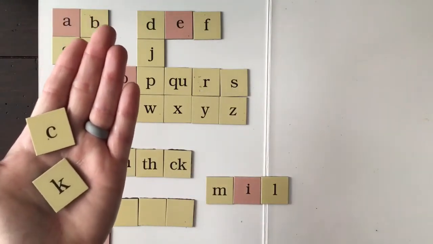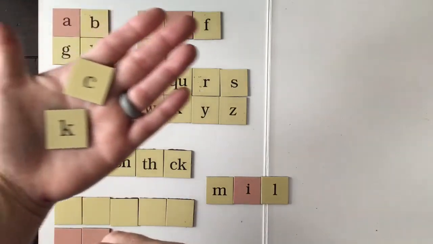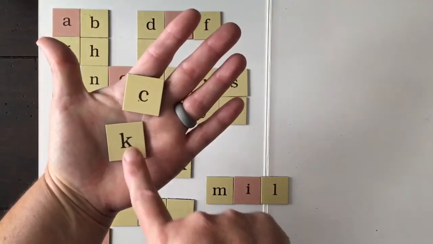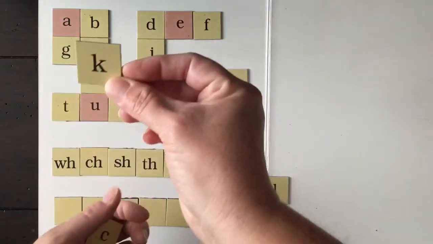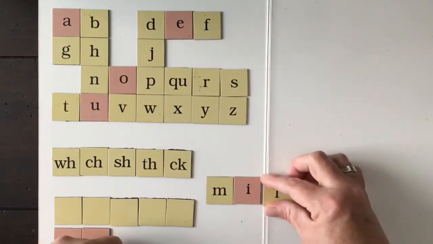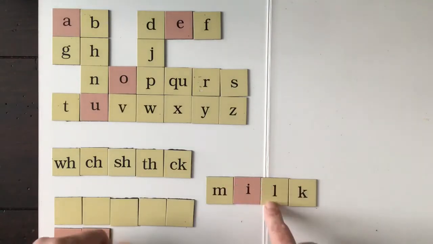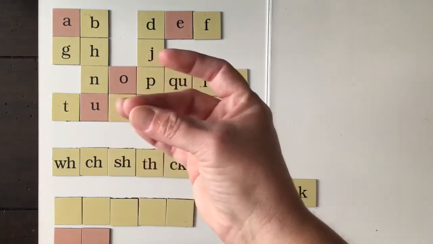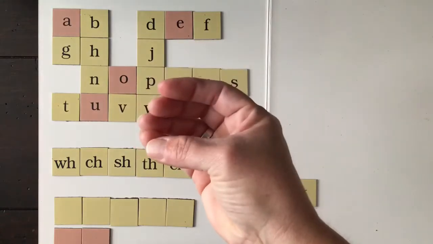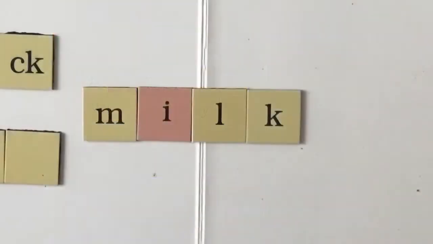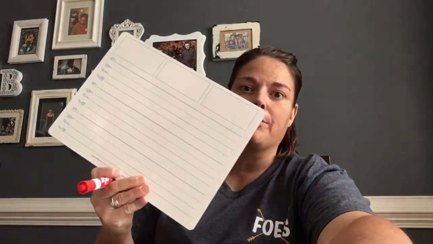The final sound in milk comes from one of these two. If you guess the K, you're right. Milk is spelled M-I-L-K. M-I-L-K. Milk. We use a K at the end of milk because the sound right in front of it is a consonant sound. Let's practice this. Take a second, pause the video, get your marker and your whiteboard.